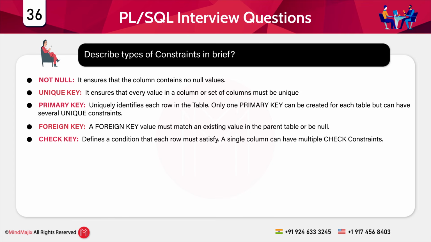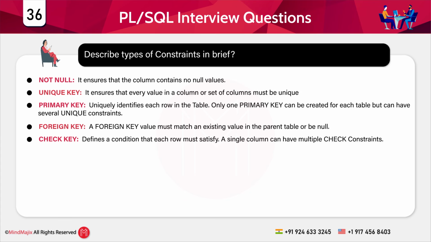After this, you have the primary key constraint. This constraint uniquely identifies each row in a table, and only one primary key can be created for each table, but a table can have several unique constraints. A primary key ensures that no column can contain a null value, and a unique index is automatically created for a primary key column. A primary key is called a parent key.